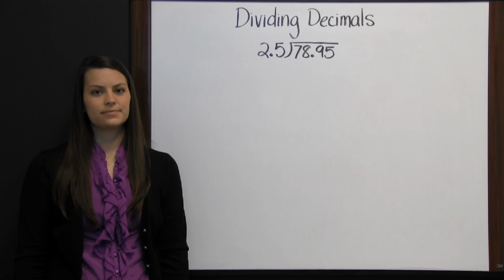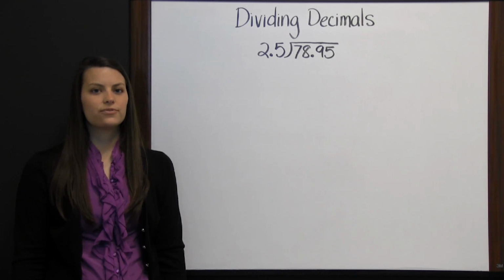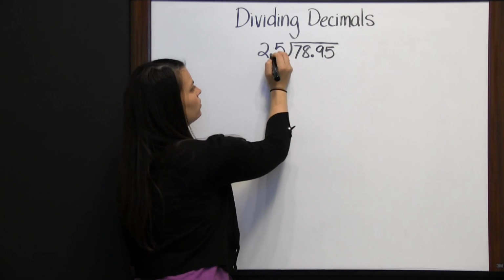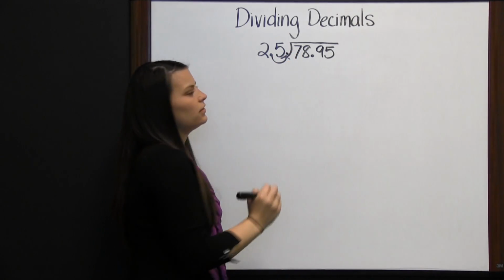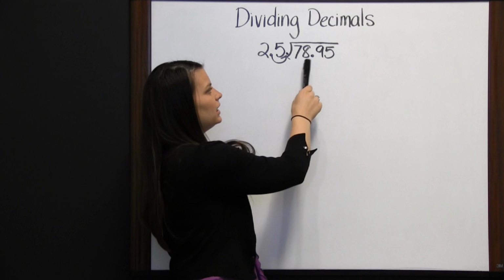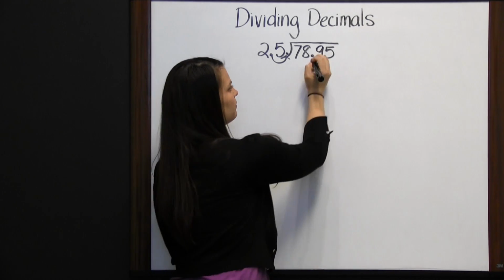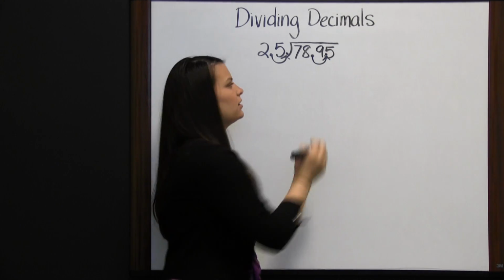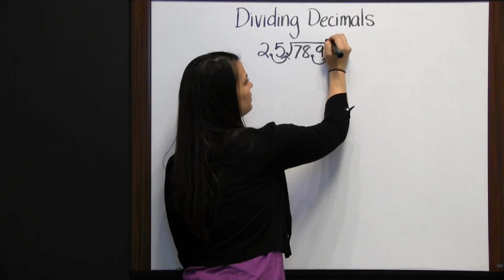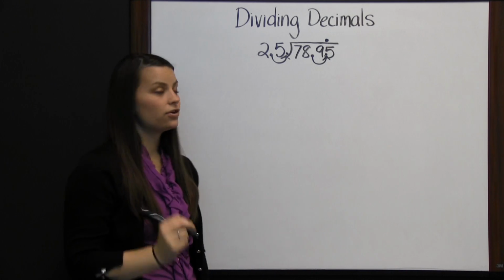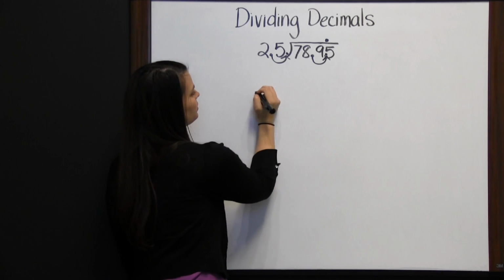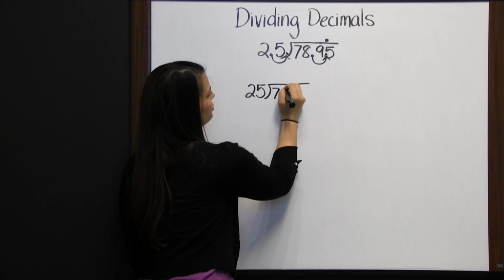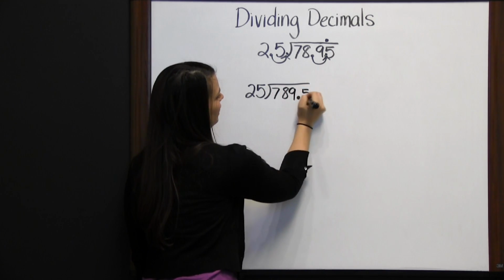Dividing decimals. To divide decimals, first move the decimal point in the divisor so that it's a whole number. Then move the decimal point in the dividend the same number of places. And finally, move the decimal point up so that you know where it goes in your answer. So this means that now we're dividing 25 into 789 and 5/10.